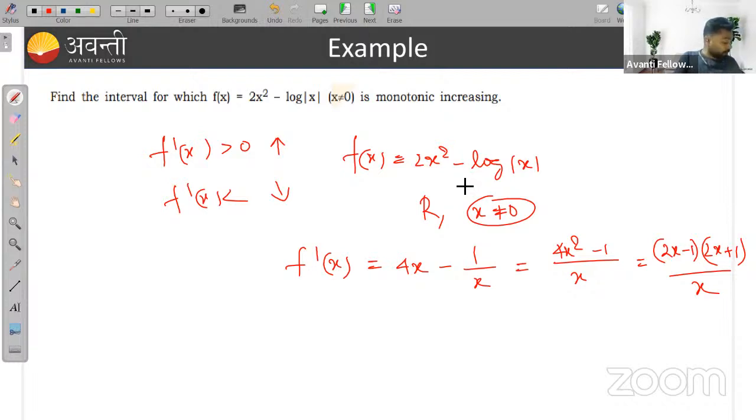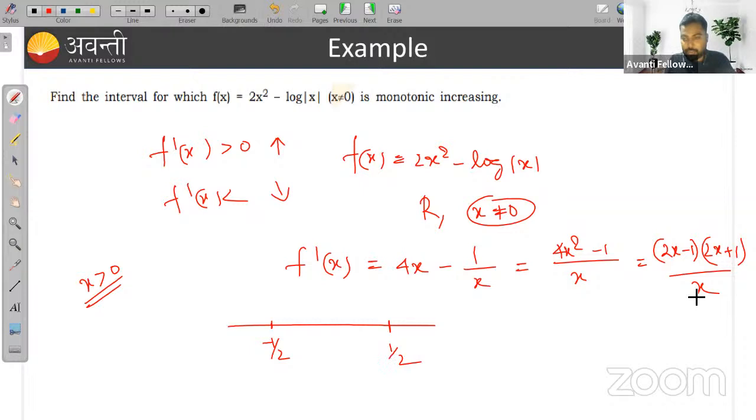We need to find the interval, na? Yeah, so just draw the Weber method. If I draw the number line here and take all the critical points, suppose this is my point minus 1 by 2, and this is the point 1 by 2, right? Suppose I am taking first x greater than 0, for x greater than 0.